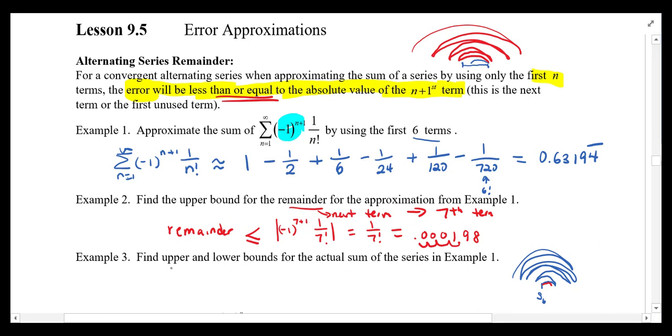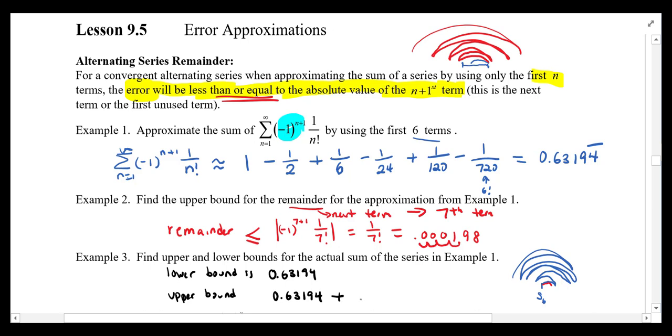I hope you can see that the lower bound is really just s sub 6, the partial sum of the 6th term. Well, that'd be 0.63194, right? Now, what would the upper bound be? Well, you just showed me in example number 2 that the largest error is that value of 1 over 7 factorial, or 0.00198.